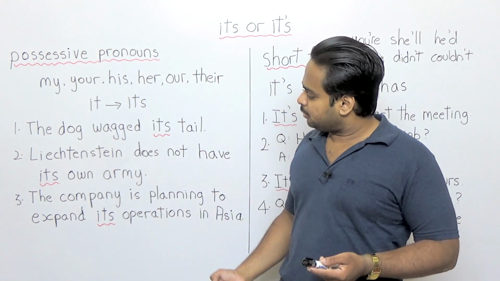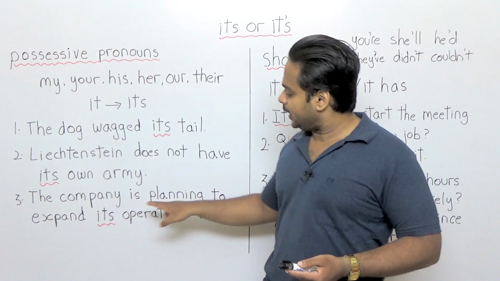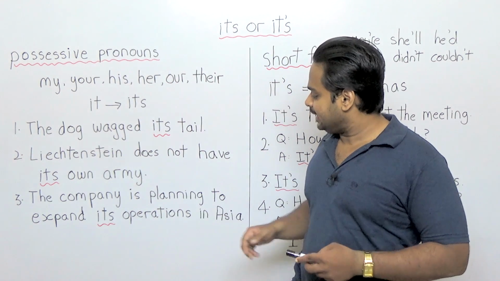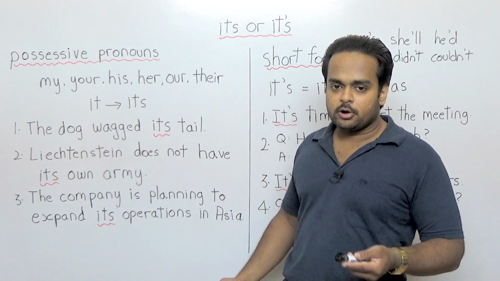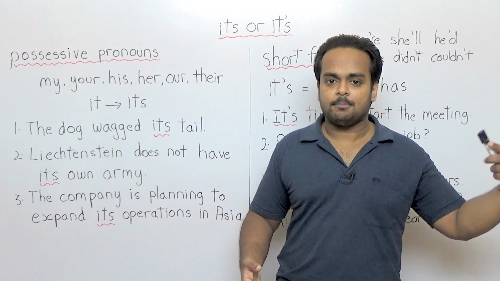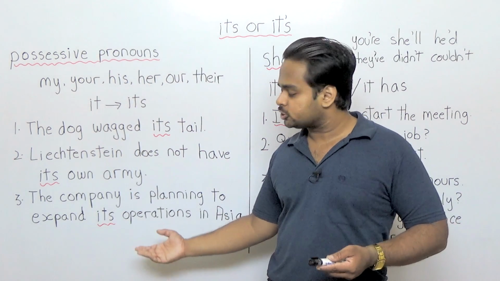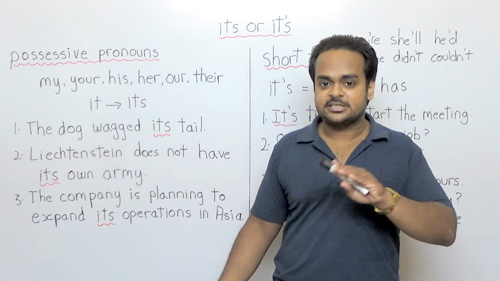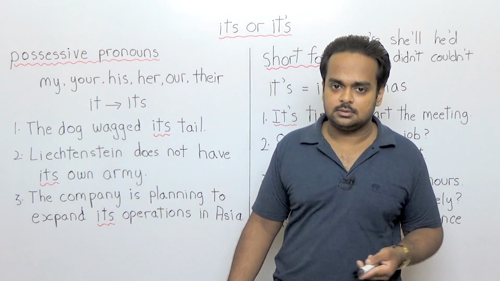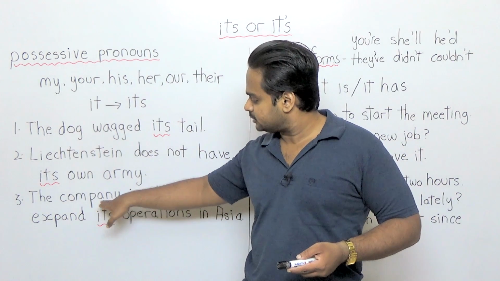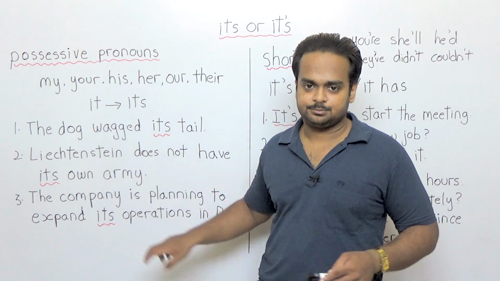And in the last example, the company is planning to expand its operations in Asia. Expand operations means to develop or build the business. So the company wants to build its business or expand its operations in Asia. Its here means the company's operations.